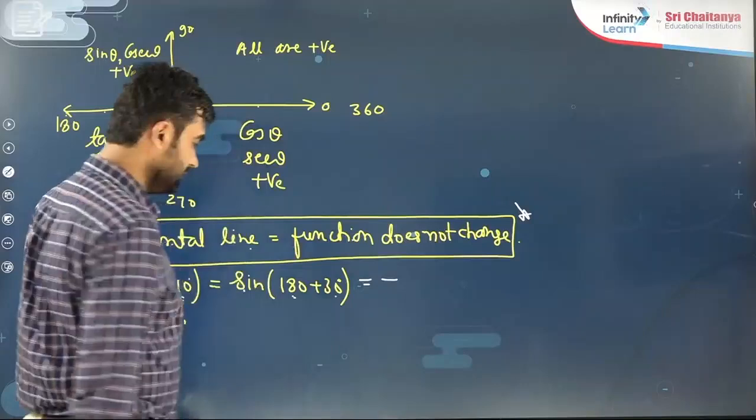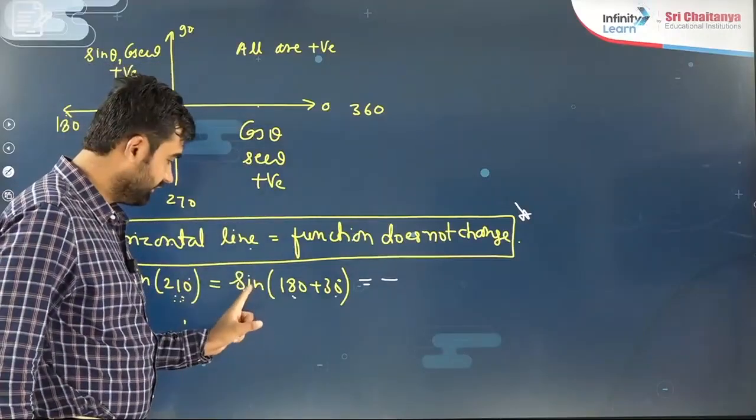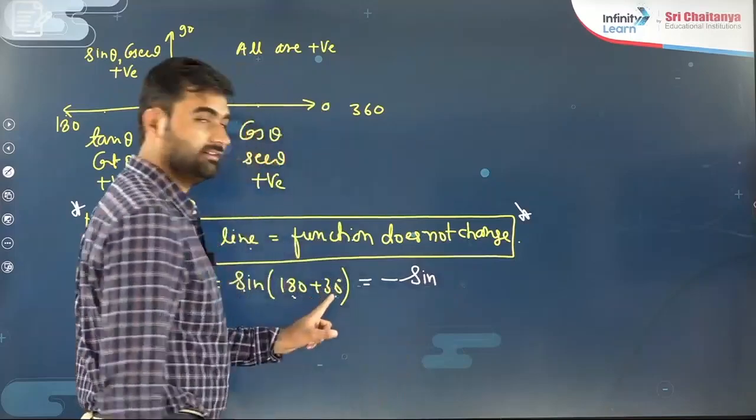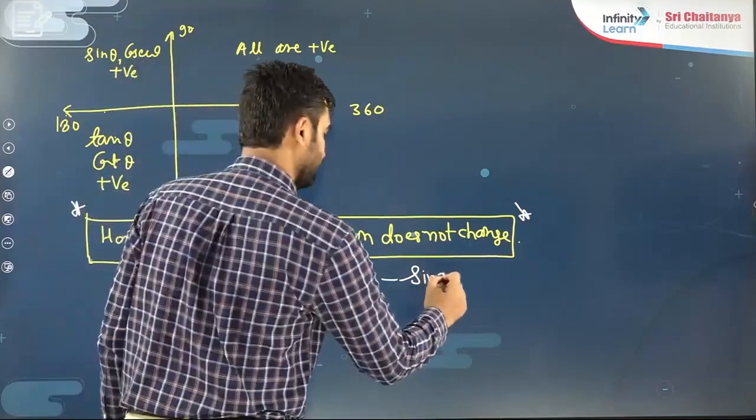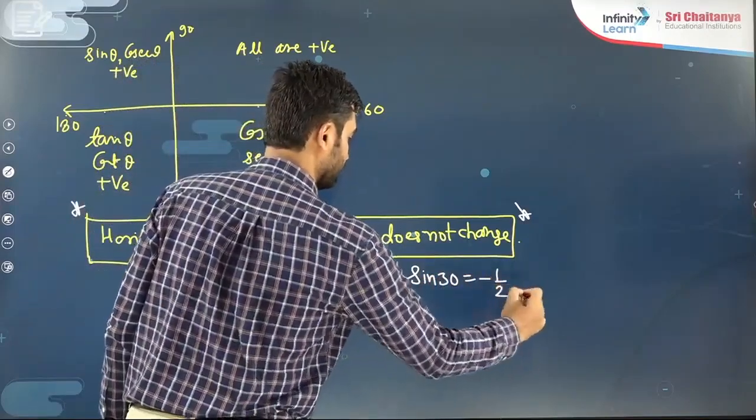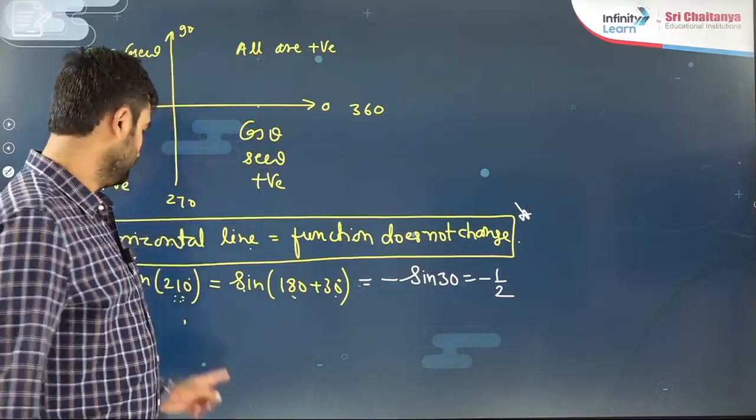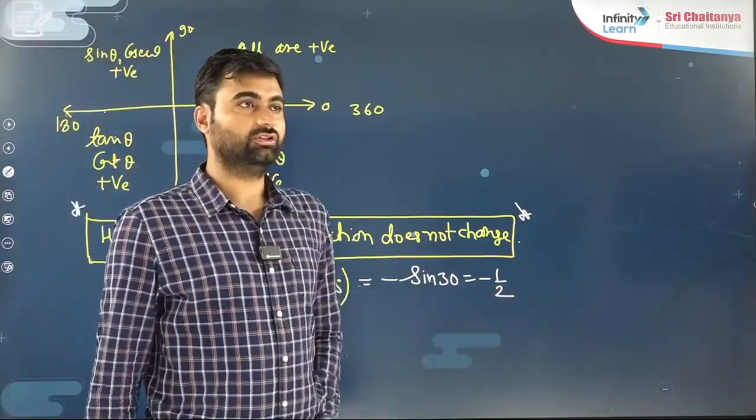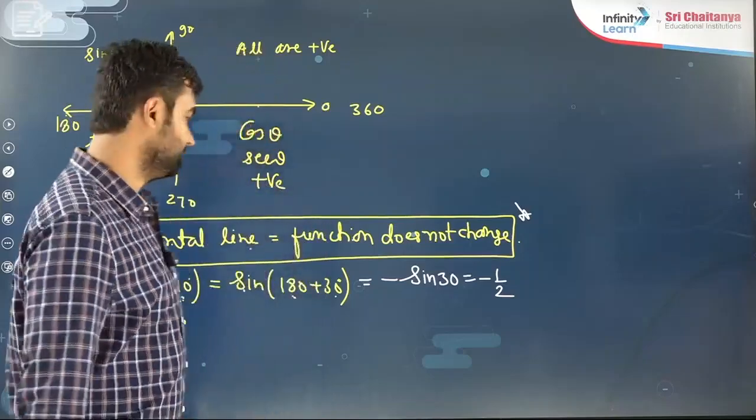Then what to write? The sin function will remain as it is. Okay. And the angle as it is, 30°. And you know sin 30 is how much? 1/2. So the value of sin 210 equals minus 1/2. Did all of you understand? Okay.